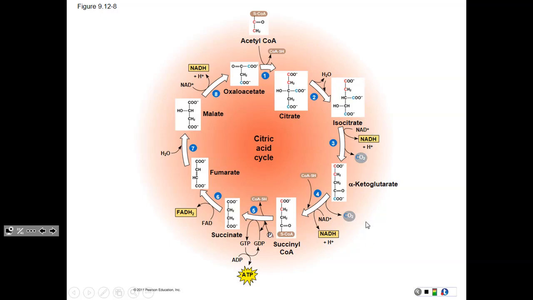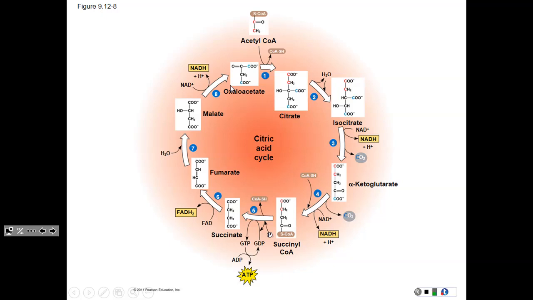There are four dehydrogenases that work along the way. There's a kinase. Each of these steps is all about making ATP and getting us ready so that we can do the whole process over again. It just goes on over and over and over.